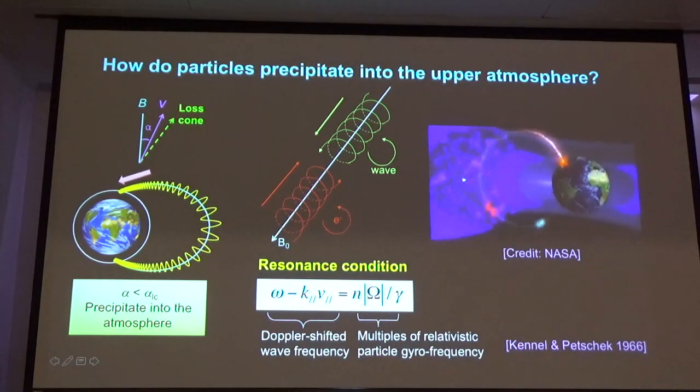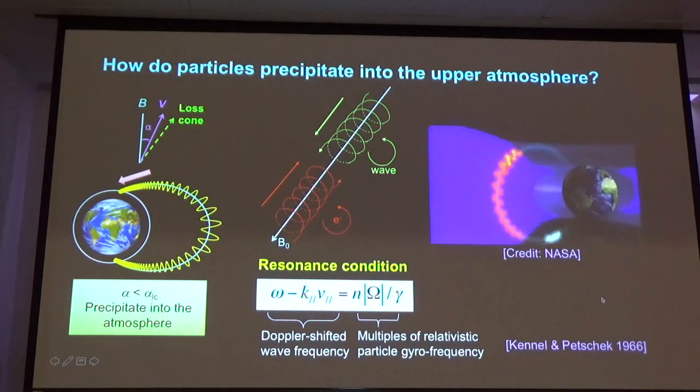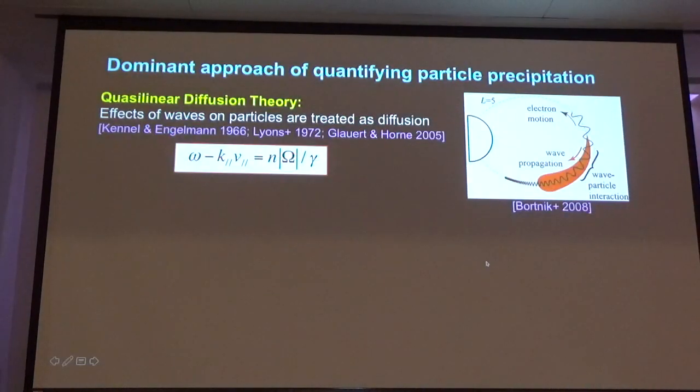So in fact, the precipitation loss is one of the important loss mechanisms in the magnetosphere. The dominant approach of quantifying particle precipitation has been the quasi-linear theory, where the effects of waves on particles are treated as a diffusion problem. In this process, the waves are assumed to have a relatively broad band and small amplitudes. But in fact, some waves exhibit a very large amplitude and discrete elements, which pose a challenge, as I will discuss more later.